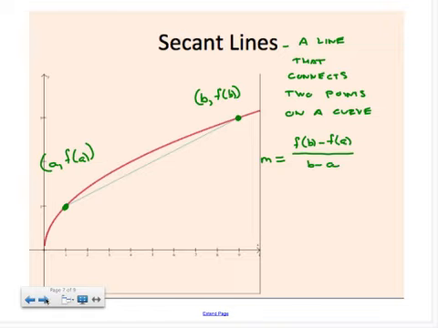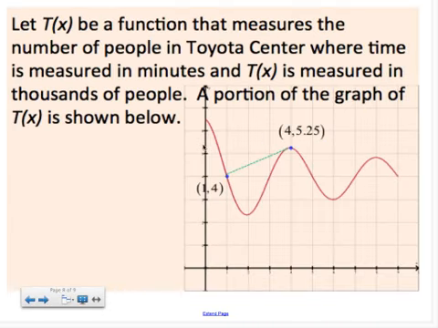Now, let's take a look at why this is important to us. Let's take a look at a real life type function that describes something in our world. So this is the graph of T(x). x is plotted on the horizontal, T is plotted on the vertical. It's a function that measures the number of people in the Toyota Center, where time is measured in minutes. So x is the time, measured in minutes, and T is measured in thousands of people. So I'll put thousands of people on the vertical axis.